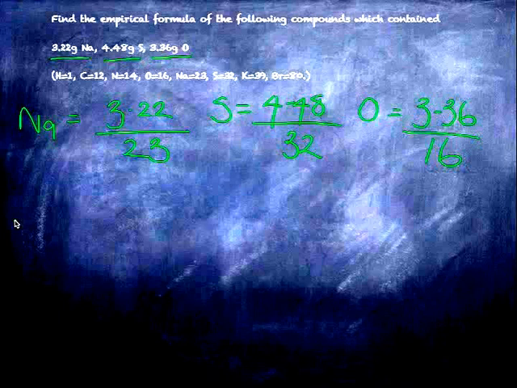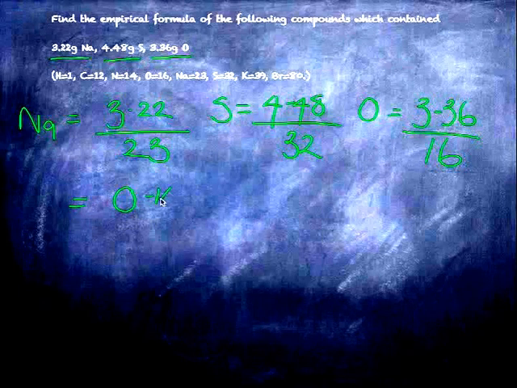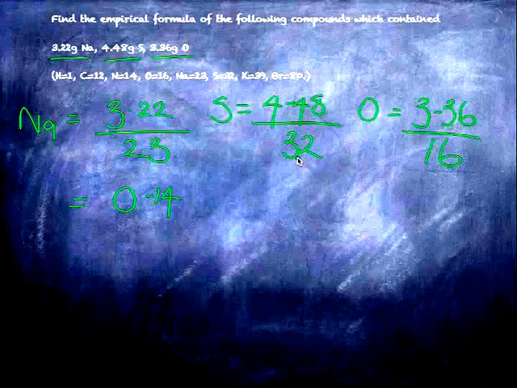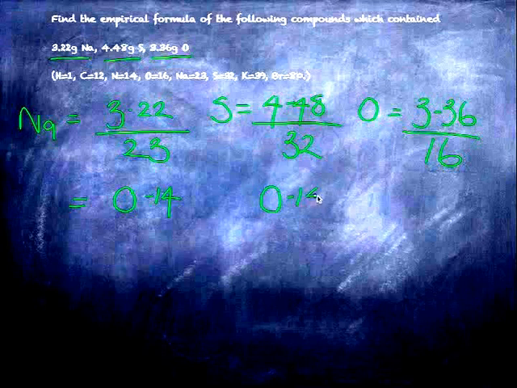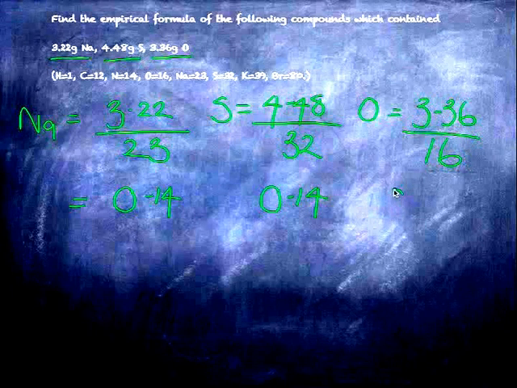all of those divisions, 3.22 divided by the 23, that works out at 0.14. 4.48 divided by the 32 works out at 0.14. And when we do oxygen, 3.36 divided by 16, that works out at 0.21.